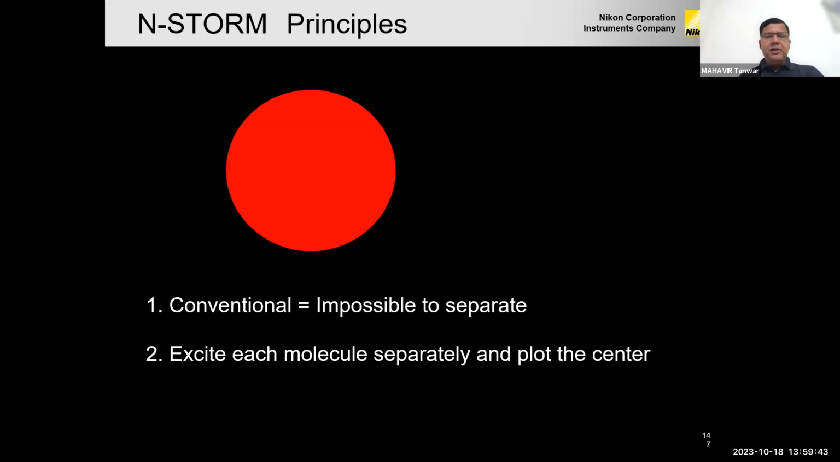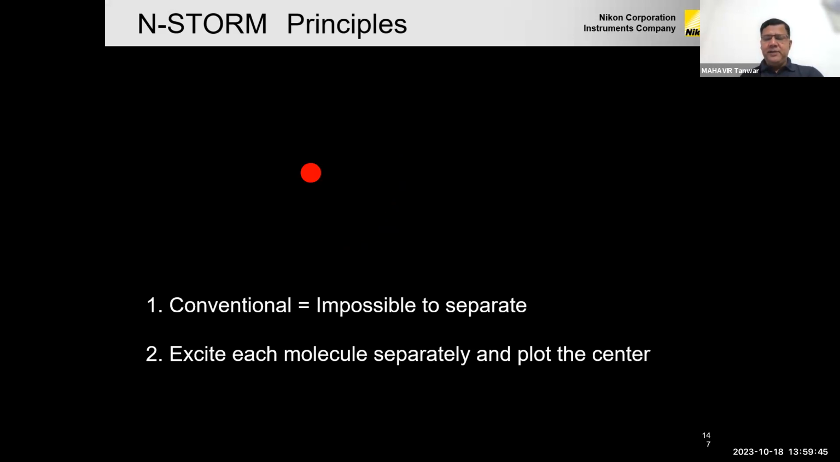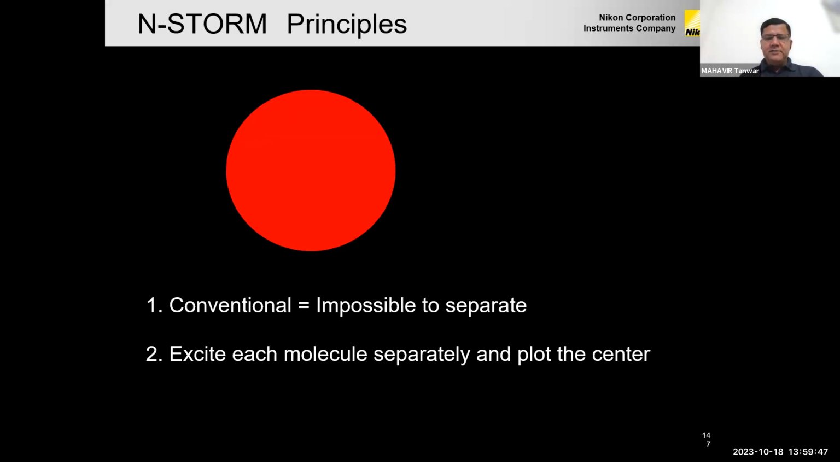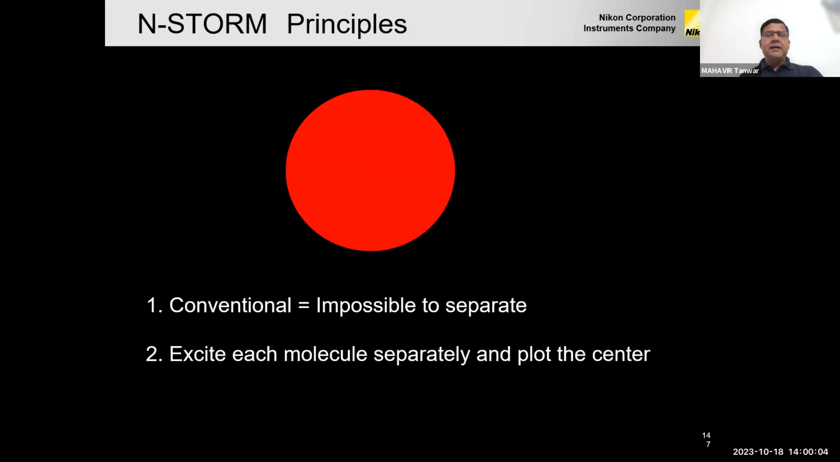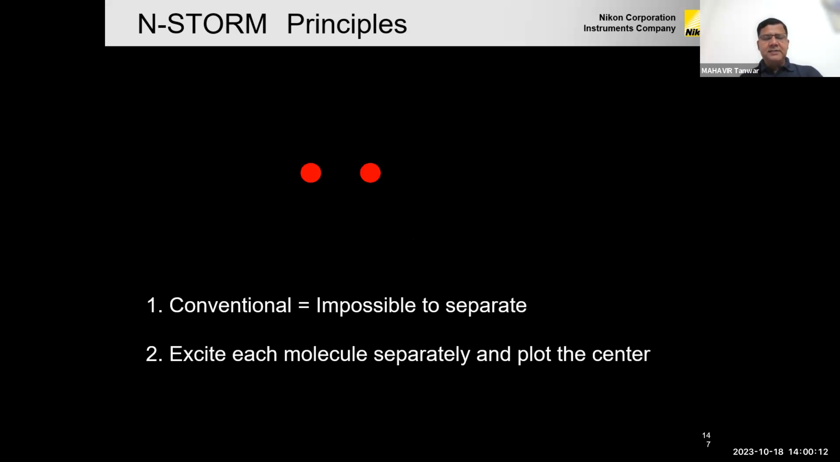So excite one molecule separately and plot the center. First, we made it dark. Excite one, plot center. Excite second, plot center. So now we can have two dots as separate, right? Based on when we are blinking the molecule. It may blink again and again, but we have to take the peak intensity, Gaussian fit. We have to take the peak intensity into consideration to plot the center. That is done by the software.